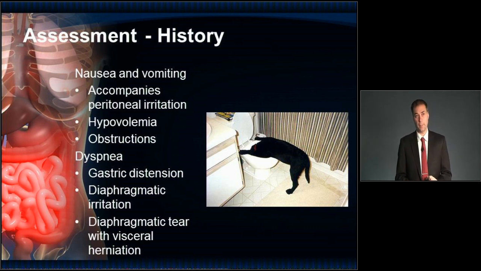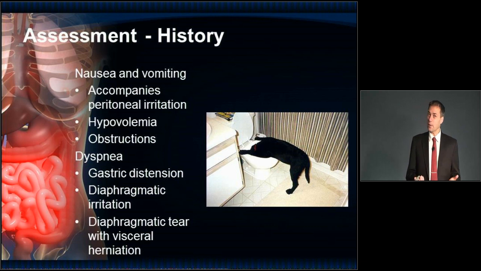Nausea and vomiting is frequently associated with peritoneal irritation. So ruptures of the bowel, in which they have bowel content spilling in the peritoneum, or bleeding from any abdominal injury into the peritoneum, can stimulate nausea and vomiting. So nausea and vomiting often indicates peritoneal irritation. It can also be associated with hypovolemia and obstructions.